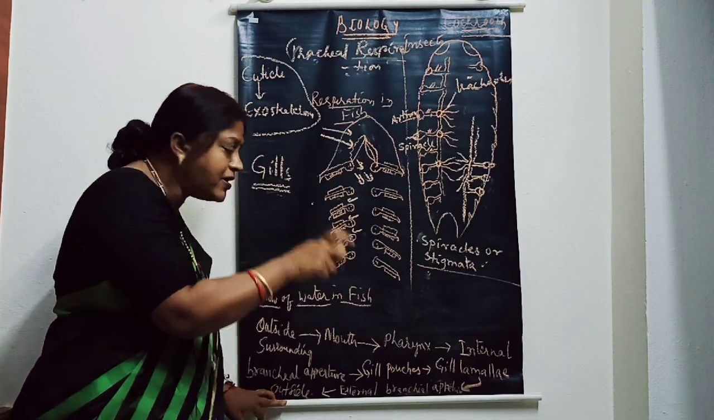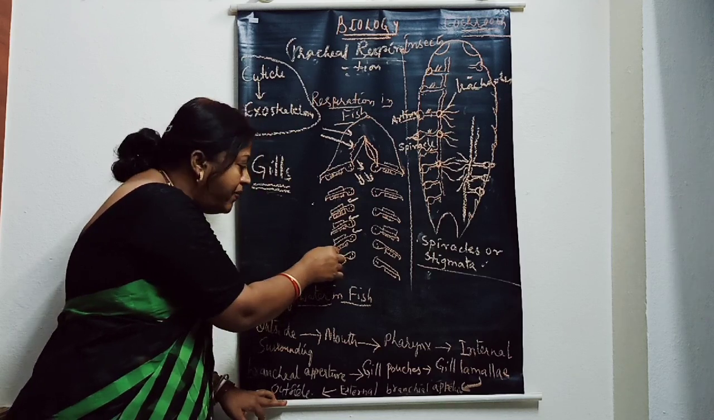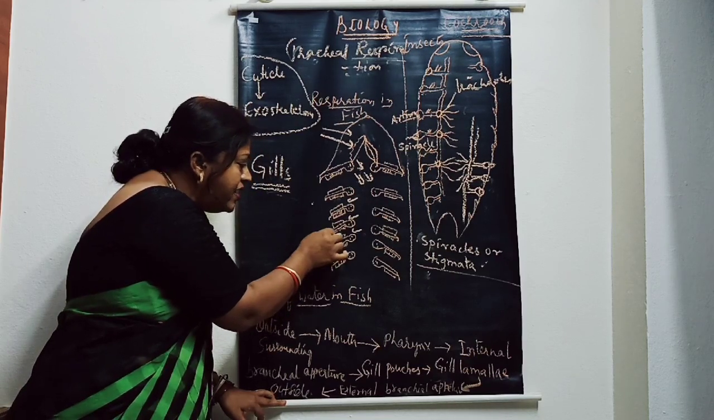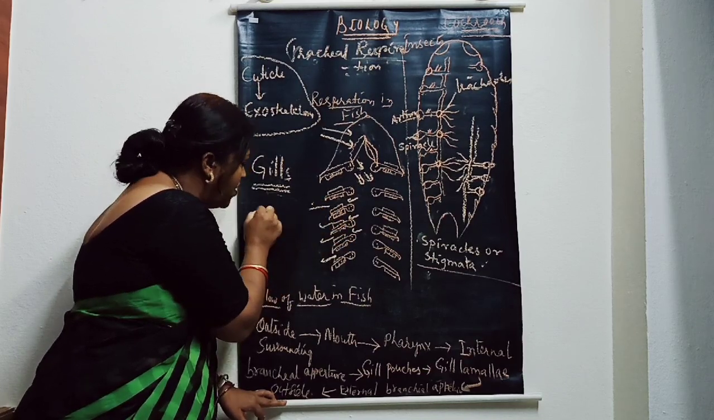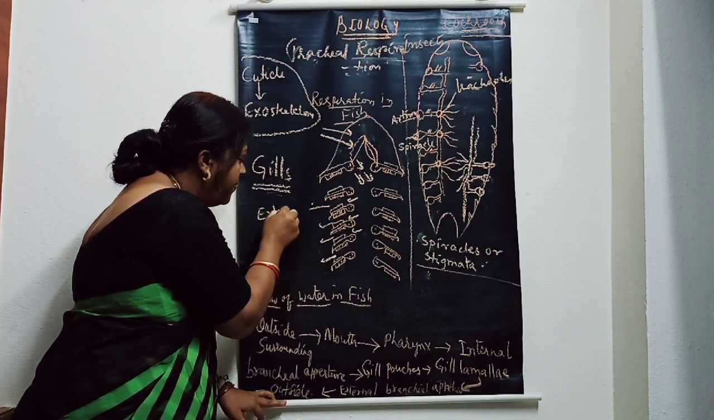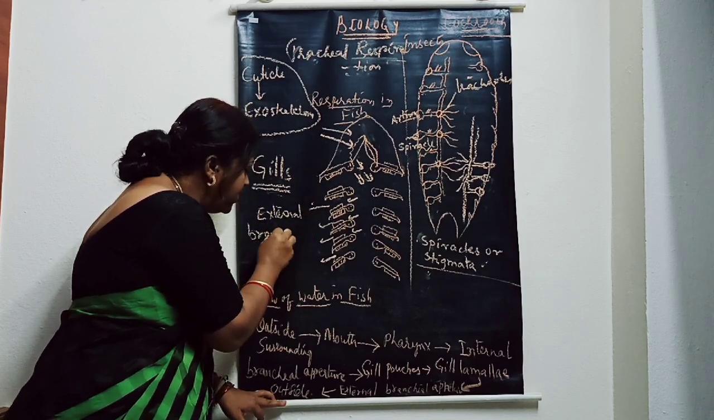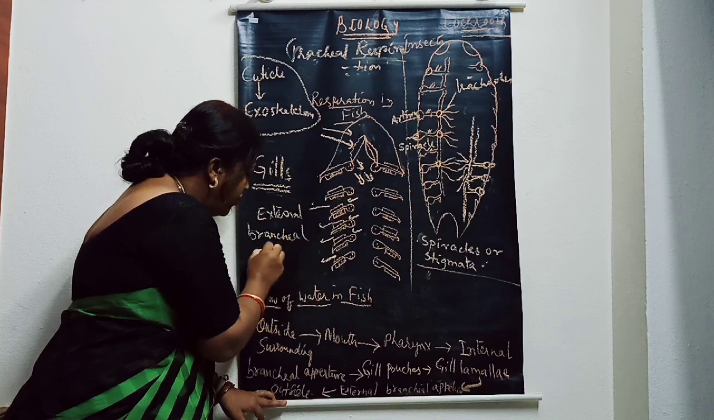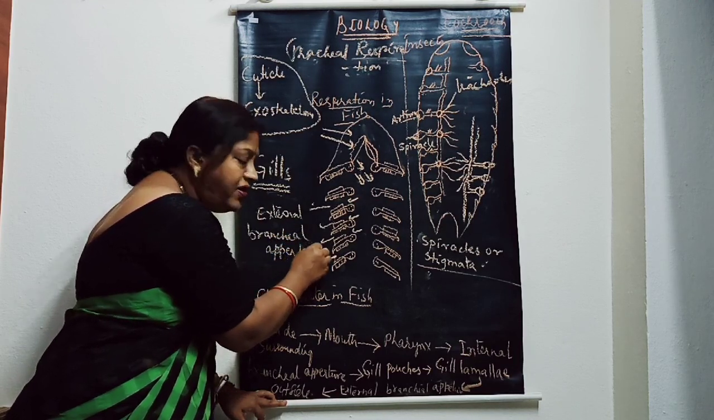Okay, oxygen is completely taken and then water filled with carbon dioxide is released out through the external branchial aperture. This is called the external branchial aperture. Okay, this is a one mark question, children: how does flow of water take place in fishes?